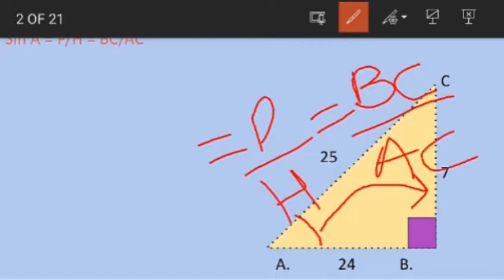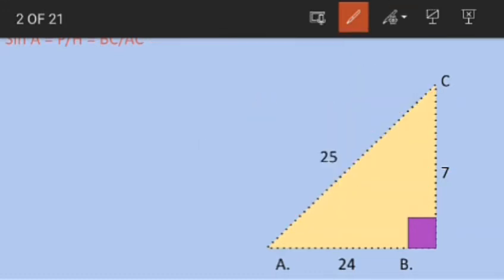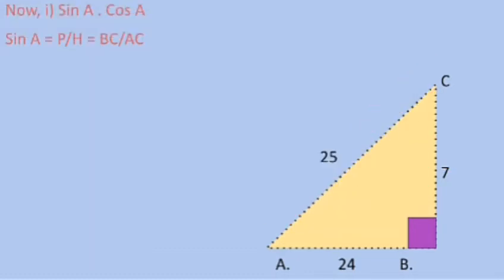Therefore your sine of angle A, or sin A, is going to be perpendicular upon hypotenuse, that is BC upon AC. So substituting the values of BC and AC, we will get sin A equals 7 by 25, or you can say 7 divided by 25.